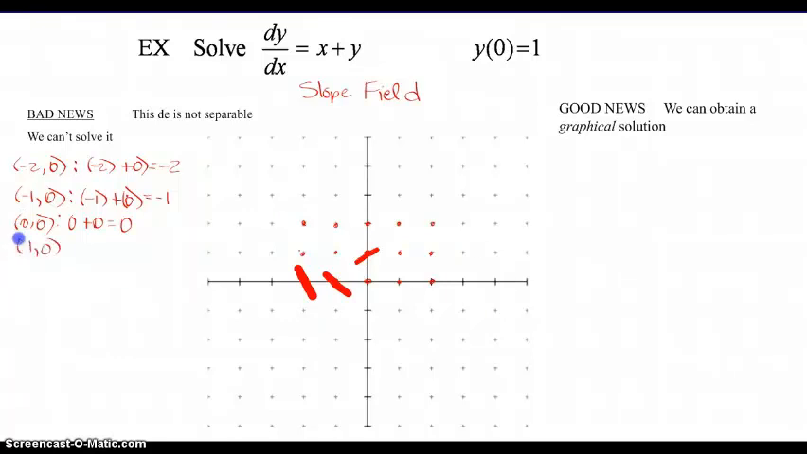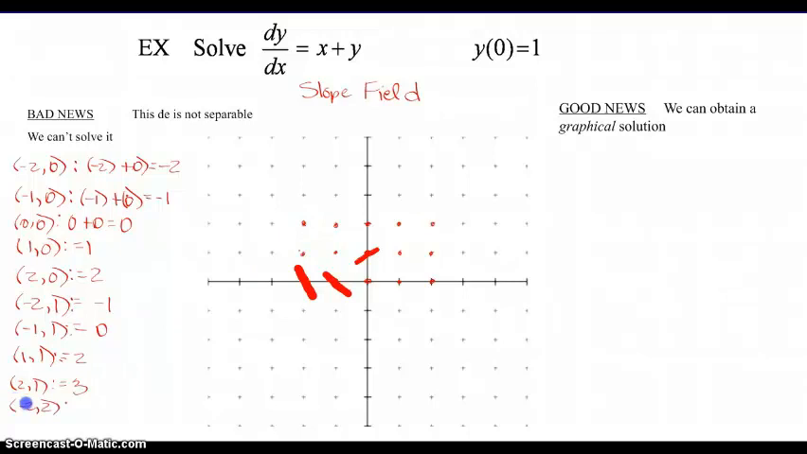I have the point 1, 0 that has a slope of 1. I have the point 2, 0 that's going to have a positive slope of 2. We'll hop up here and do the point -2, 1. That's going to have a slope of -1. -1, 1 is going to have a slope of 0. We'll jump over here to this point. That's the point 1, 1. That will have a slope of 2. The point 2, 1 will have a slope of 3. Let's hop up here.